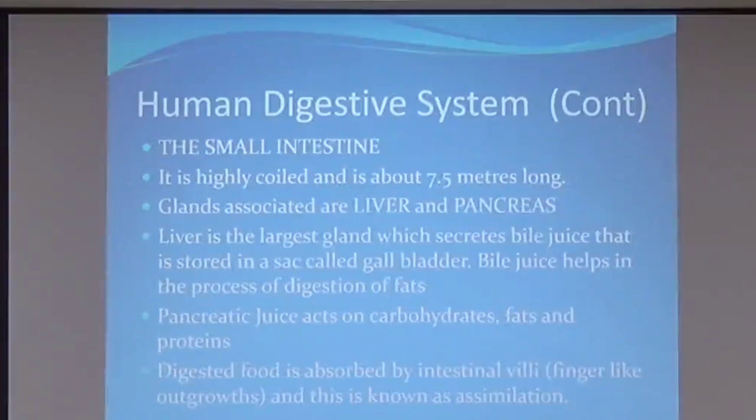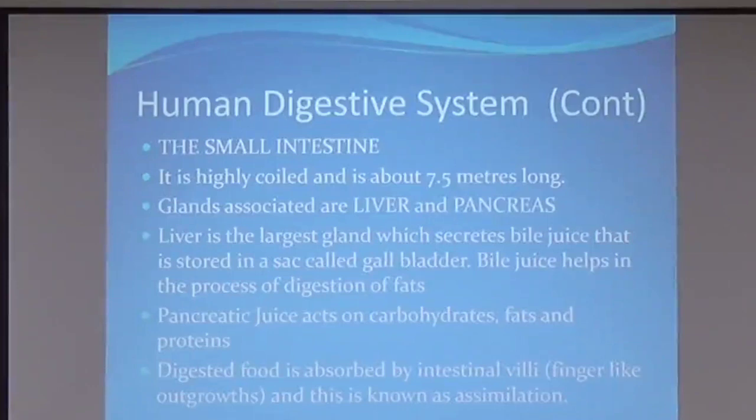Next part of the human digestive system is the small intestine. The small intestine is highly coiled, and it is said to be 7.5 meters long. Imagine, an average human being might have a height of 1 meter 70 centimeters or 1 meter 75 centimeters, like that. And then imagine the coiled structure of the small intestine, which is 7.5 meters long.